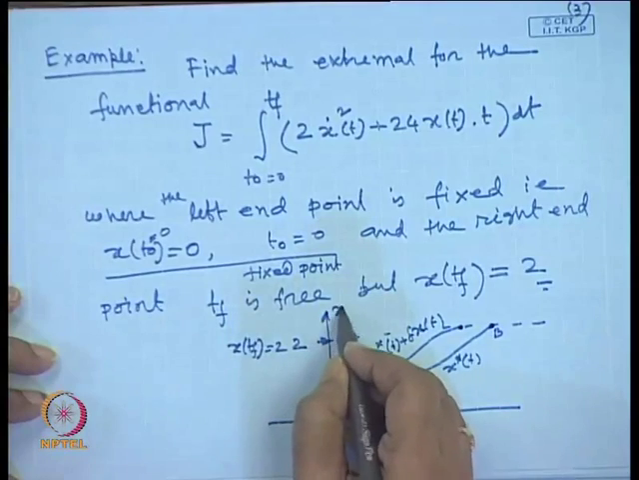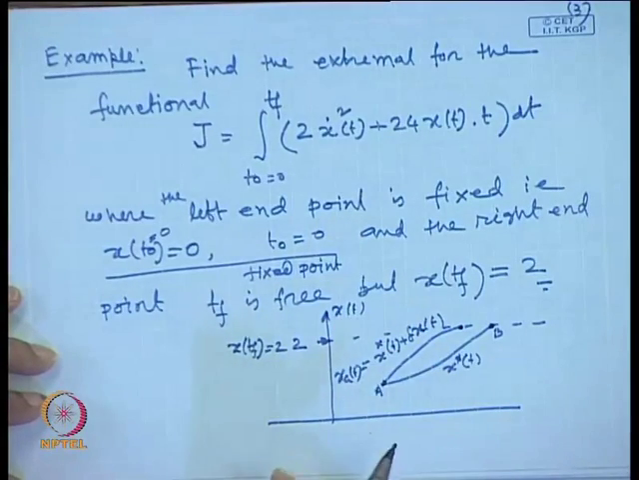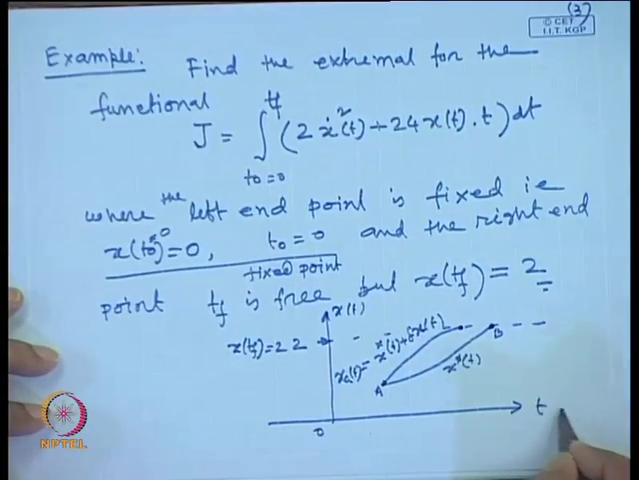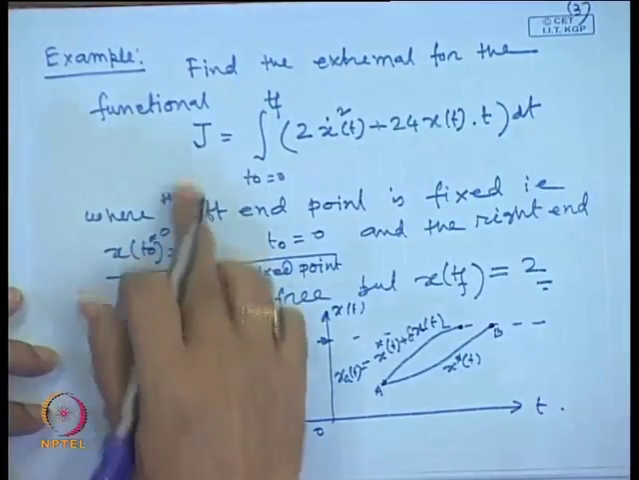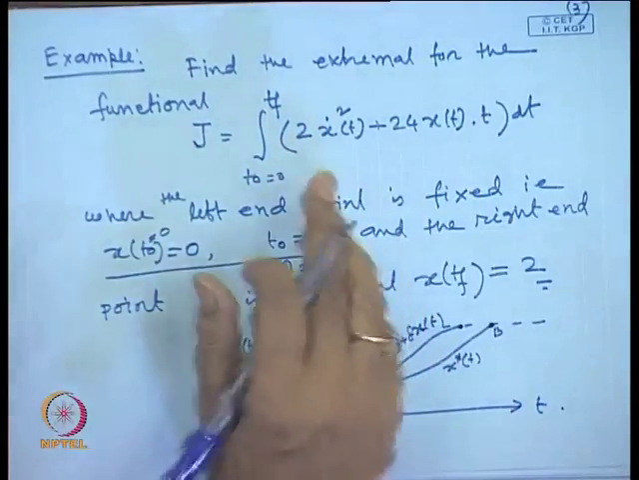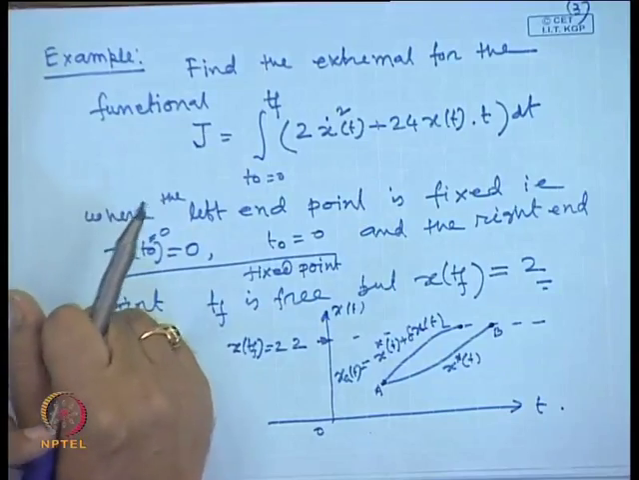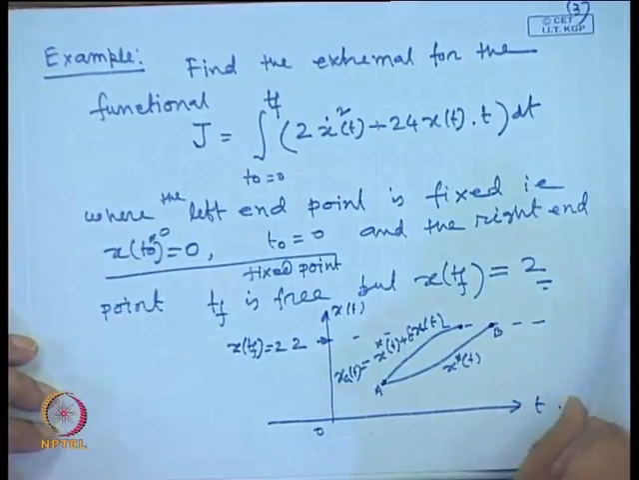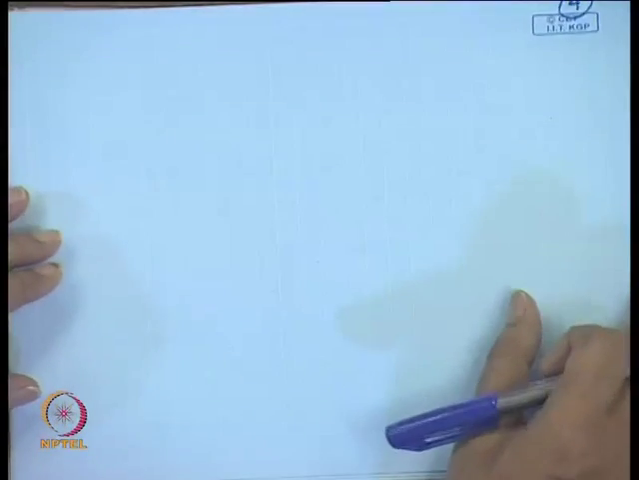Finally, we have to find x star of t, the optimal trajectory for the functional for which J will be extremal, whether minimum or maximum. For that we have to check the sufficient condition. If you follow the methods we have discussed, first we have to consider our step solution.